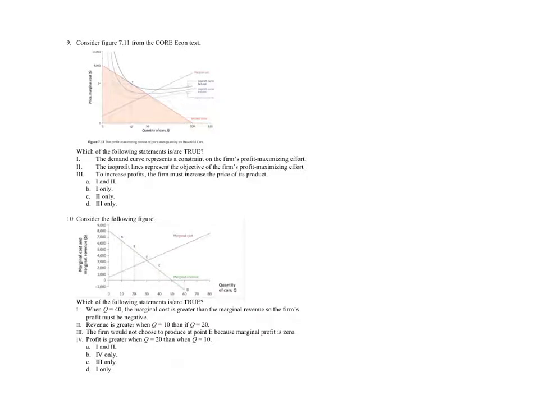Problems 9 and 10 each gave some teams trouble, so let's go through these two problems carefully. Let's look at 9 first. We've got this figure, which is the central figure of Chapter 7, the critical chapter on market structure and outcomes in the economy.